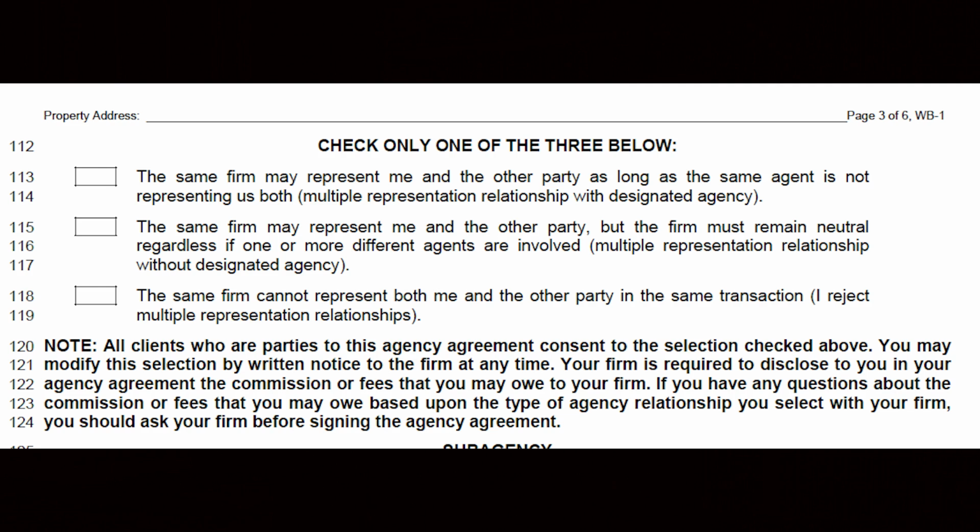And the third box does not authorize multiple representation at all. The client, by checking this box, rejects multiple representation relationships completely. The firm may not represent this client or the other client in the transaction.